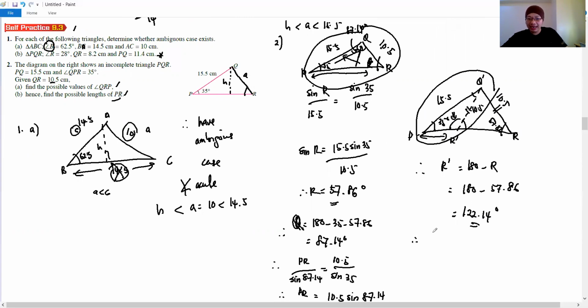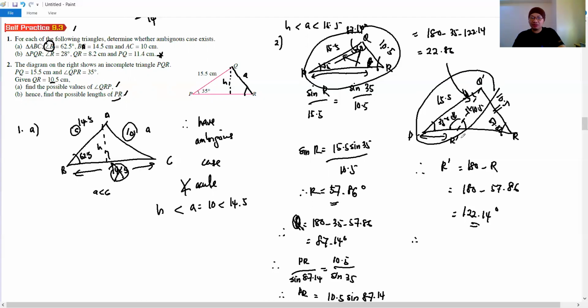So the angle on the top here, how to find? It will be 180 minus 35 minus the angle here, the double arrow, 122.14. So you are supposed to get 180 minus 35 minus 122.14. Please double check my calculation. Alright, so the answer is 22.86 degree. So this is the value of Q prime.